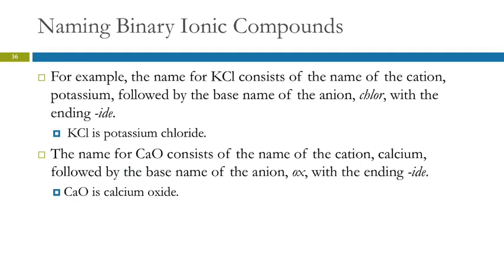CaO, 2 ions, 2 elements, calcium and oxygen. Calcium's in group 2, doesn't need a Roman numeral, it's just calcium. Oxygen changes the ending of the name to -ide: calcium oxide. Any questions?